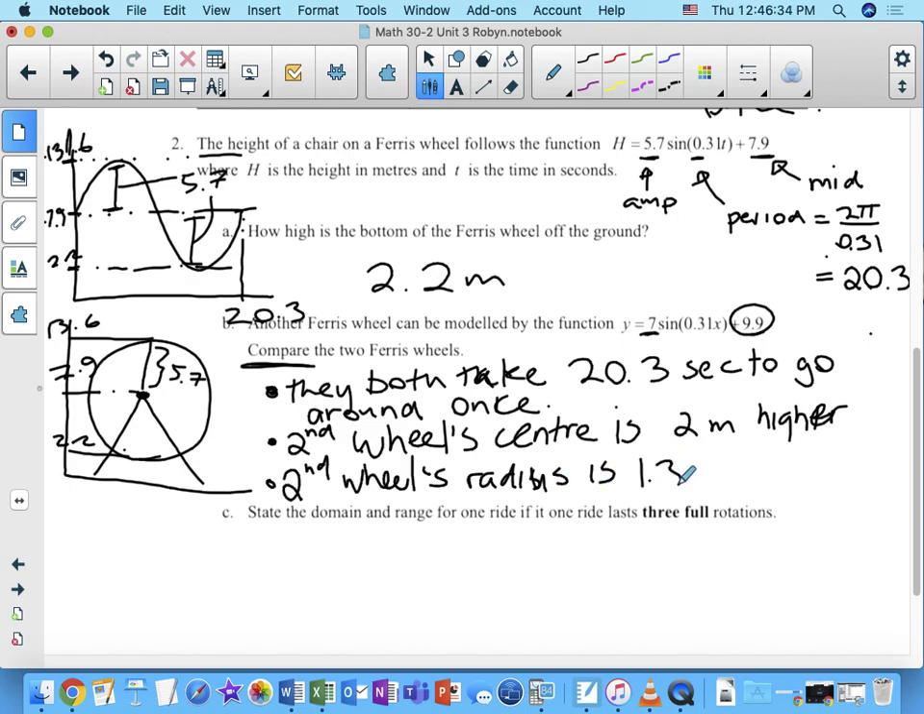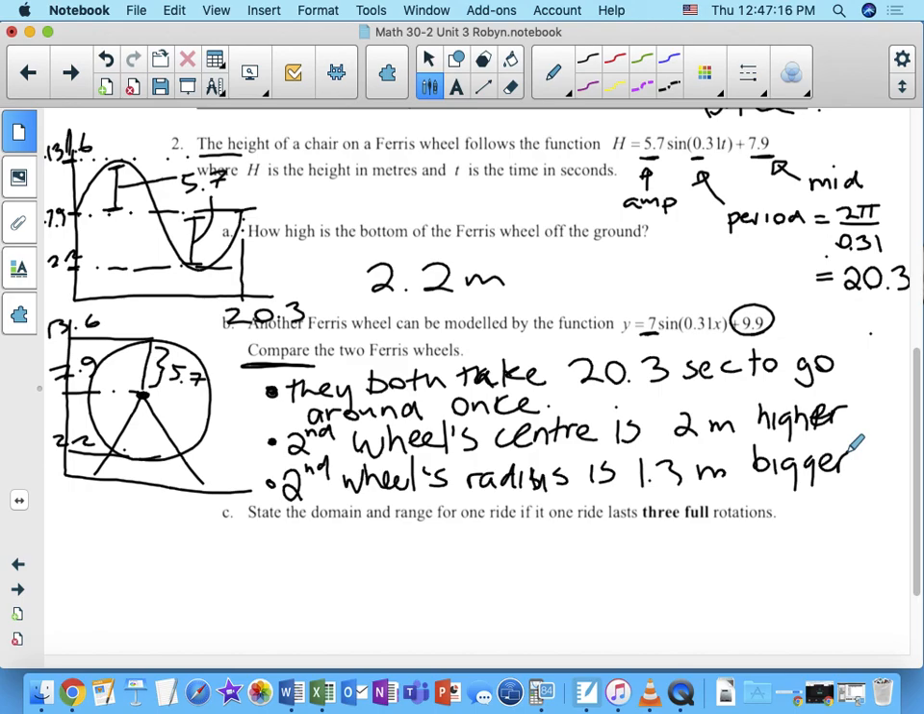Okay, now that will affect the range, right? Where's the lowest point going to be? If the middle is at 9.9 and then you go 7 meters down, where's your lowest point going to be? 2.9. Yeah. Because 7 meters below 9.9 is now 2.9. Where's your highest point going to be? If your middle is 9.9 and you go 7 meters up, 16.9. Yeah. Okay.